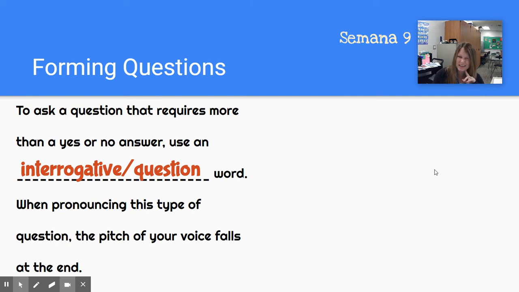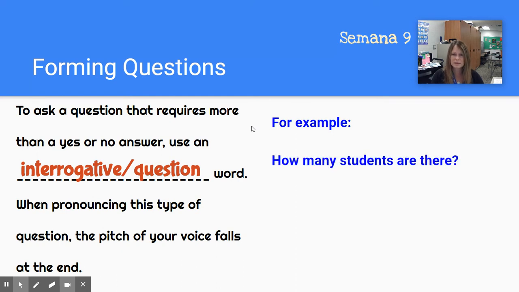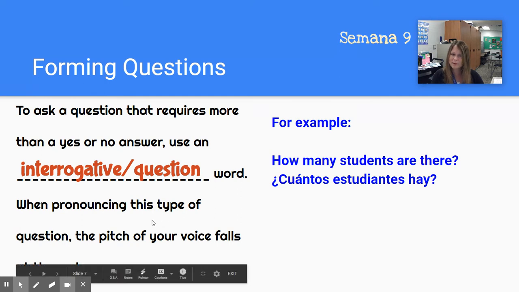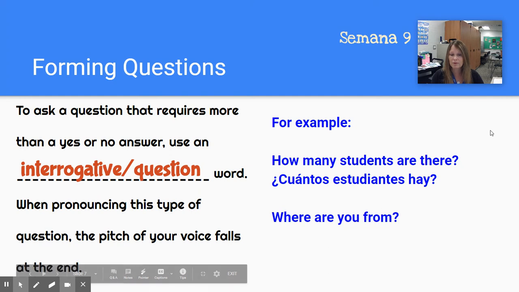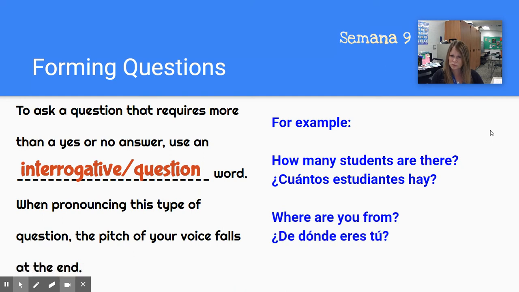Maybe or maybe not. I don't know. I don't know if I really believe in that because I think it can go either way. So, for example, how many students are there? You could say, ¿Cuántos estudiantes hay? See, I like to still raise the pitch of my voice, so I don't know if I really believe in that. Let's keep going. Where are you from? You could say, ¿De dónde eres tú?